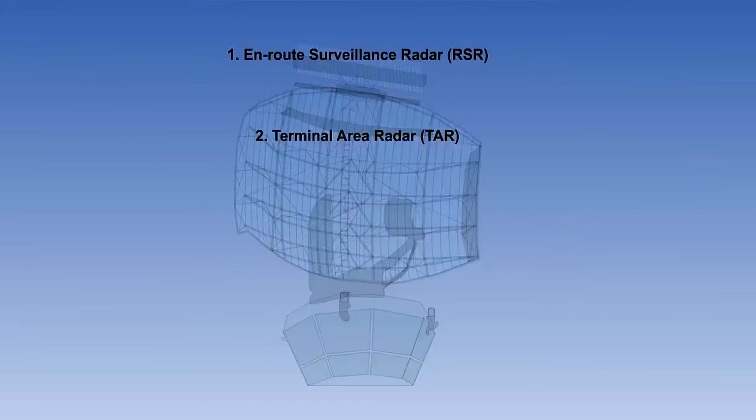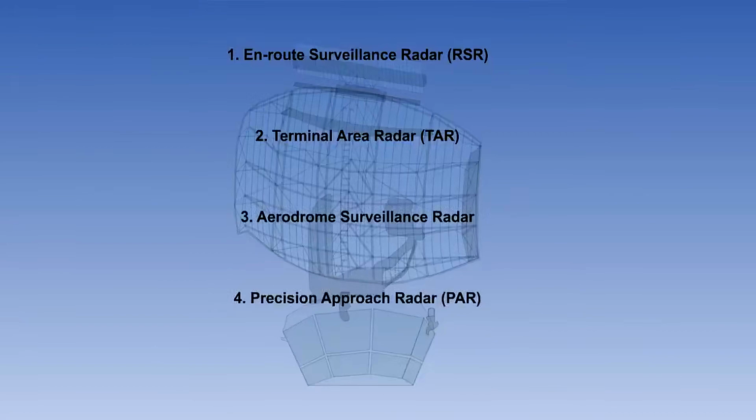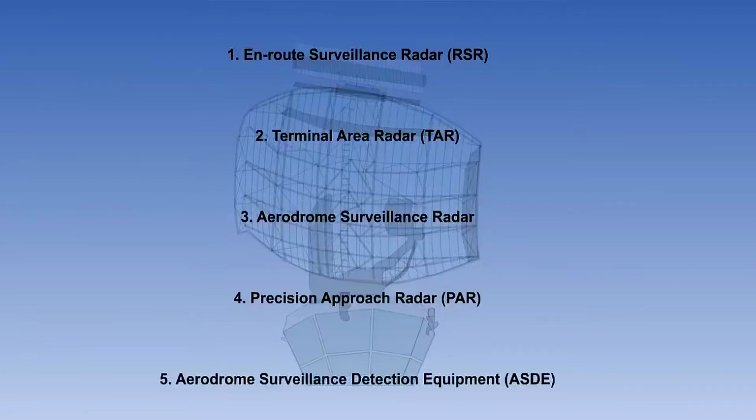Primary radar systems used by ATC include Area Surveillance Radar, ASR, Terminal Area Surveillance Radar, TAR, Aerodrome Surveillance Radar, Precision Approach Radar, PAR, and Airport Surface Movement Radar. This is the generally preferred term. However, the EASA ATPL learning objectives use the term Aerodrome Surveillance Detection Equipment, so you should be able to recognize it. Let's look at each one of these in turn.